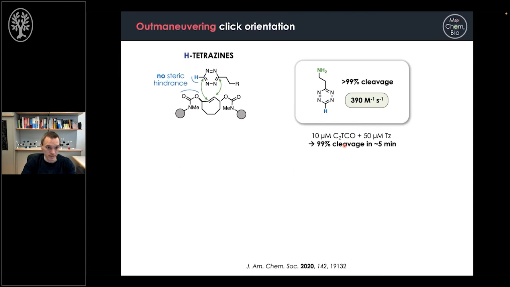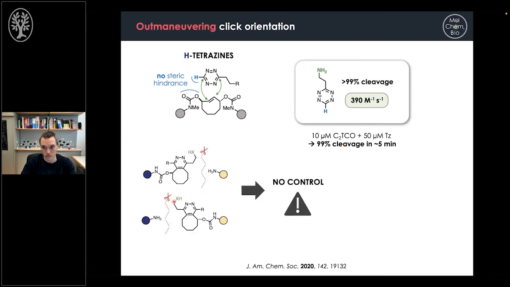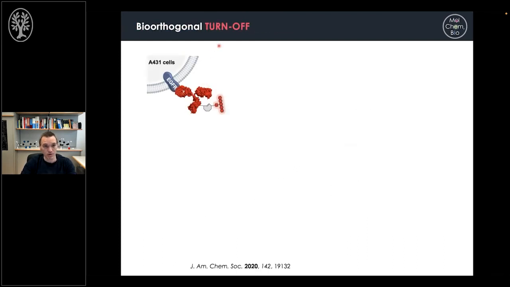But of course, the problem is we have no control with C2 TCO of which of these two balls here is released. And that was also not the intention of this study, because what we aimed for are turn-off applications, right? I've mentioned at the beginning, on-off control. And what we did, for example, to turn off, so we put the C2 TCO.